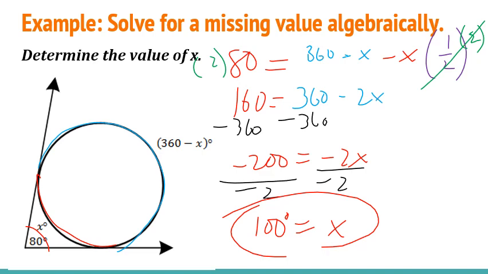Now, maybe you saw this already. If you go back to the very beginning, what did we say about this value and this arc? They have to add up to 180. So 80 plus what number is 180? It's 100. If you see that relationship, you're going to get to the answer much quicker.